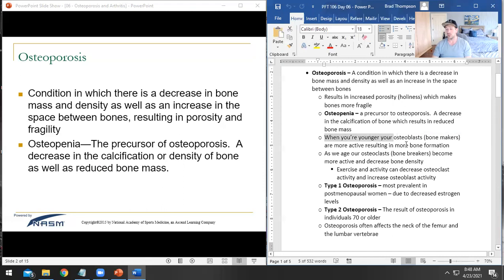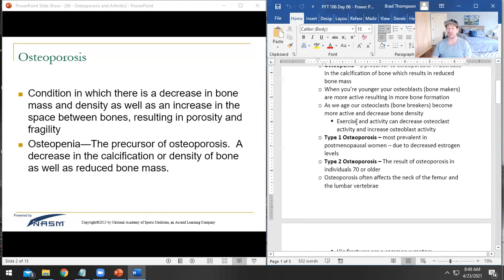When we're younger, our osteoblasts, those are your bone makers, are much more active. That's why we see an increased amount of bone density in youthful populations. But as we get older, our osteoclasts, those bone breakers, become more active. And if you are deleting bone at a rate faster than you are building it, that's going to decrease the overall density of the skeletal system. That's what's going to lead to all these fractures.